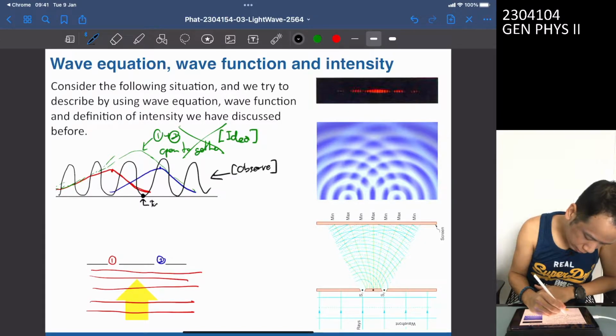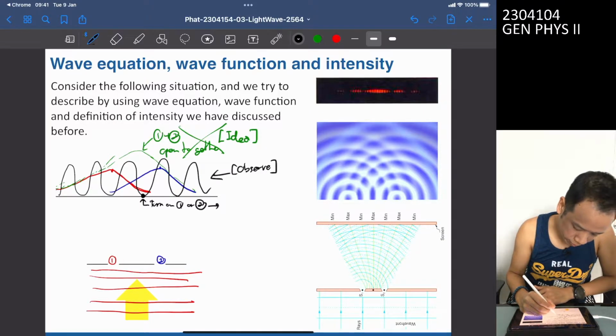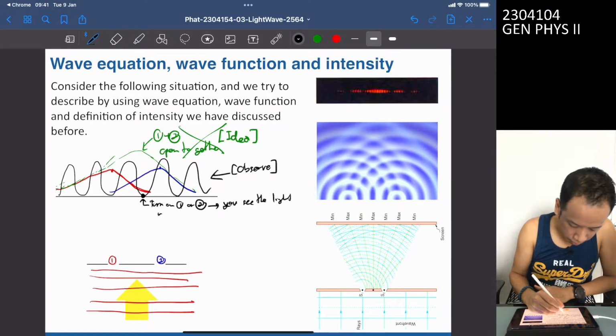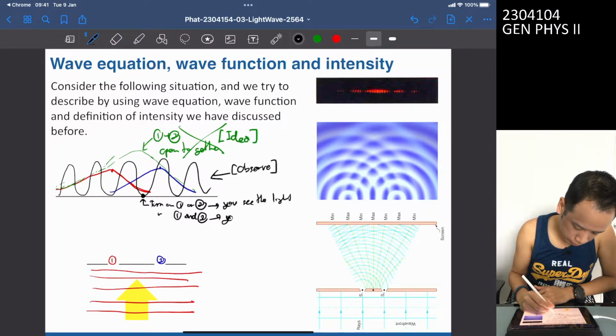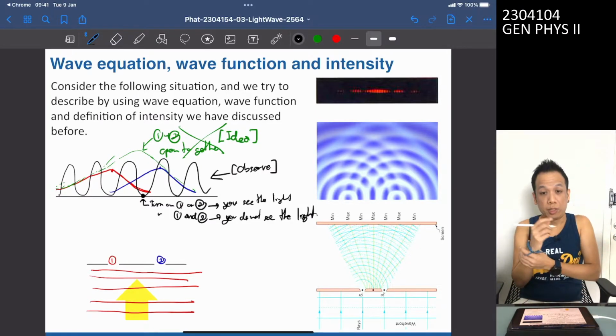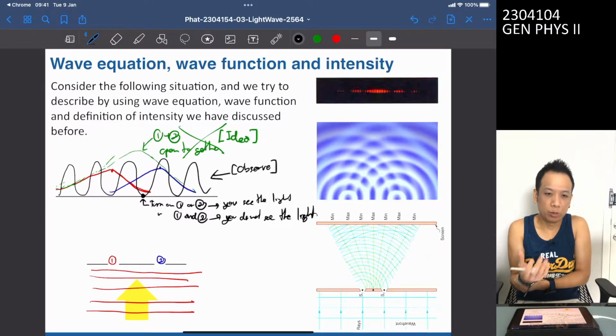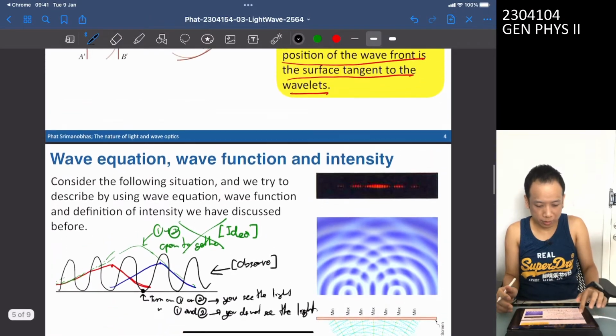At these positions, when you turn on 1 or 2, you see the light. But when you turn on 1 and 2 together, you do not see the light. So this is something different, right? It's something that cannot just be added up immediately. Something needs to be brought into your considerations.